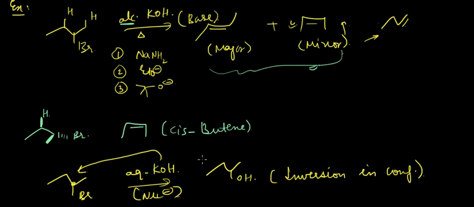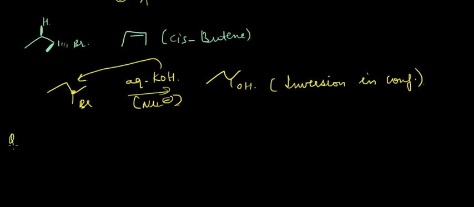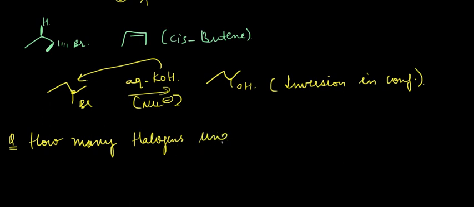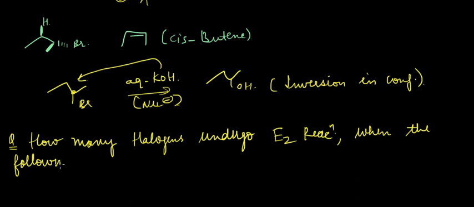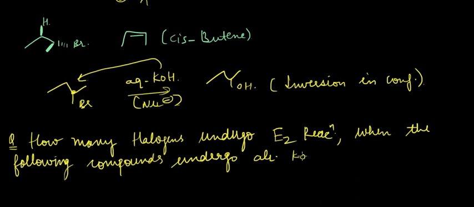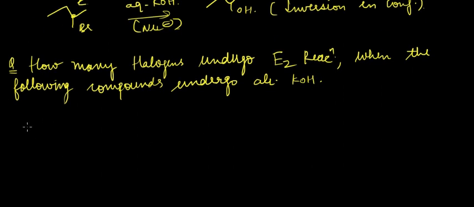Okay, so now the next question is: how many halogens undergo E2 reaction when the following compounds react with alcoholic KOH? Okay, so we have something like this. This is our first example.